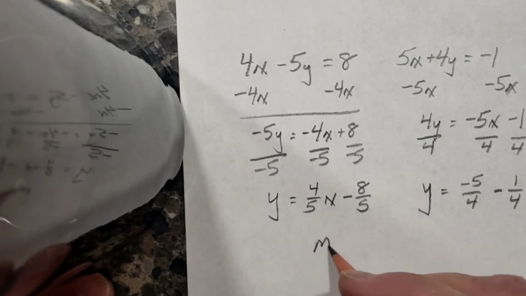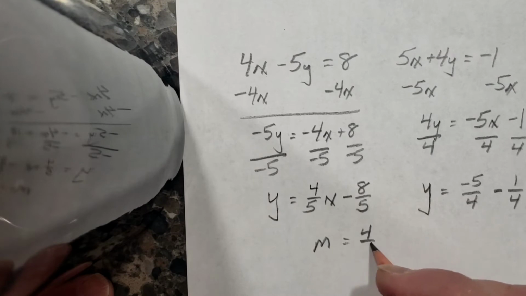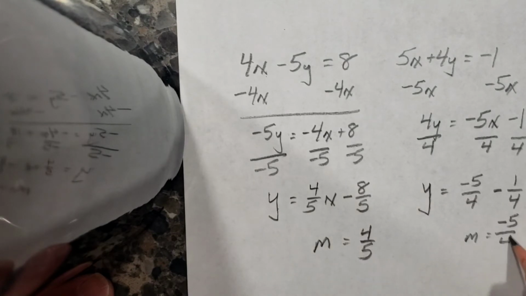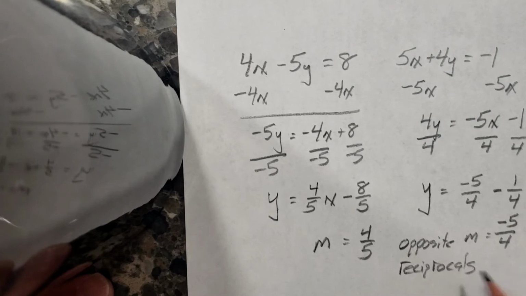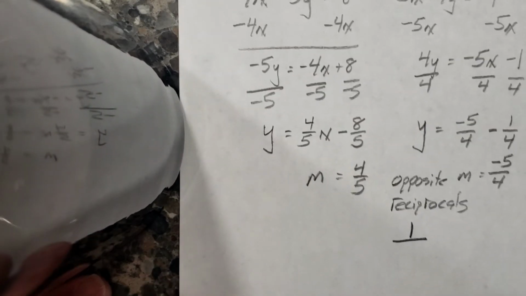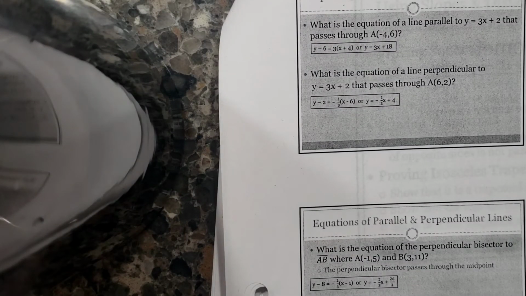Now our slope on the first equation is 4 over 5. On the second equation, negative 5 over 4. They are opposite reciprocals, and that makes them perpendicular. That's what that looks like. All right, now we're going to move on to some examples on the next slides and get you going forward on some of those.